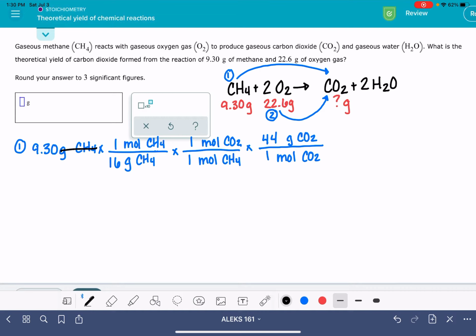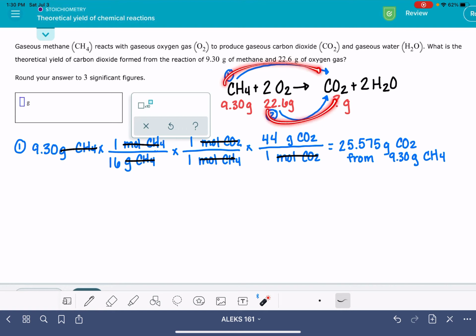Let's make sure that we've set this up correctly and that our units are canceling. And it looks perfect. So we'll go ahead and carry the math out here. 9.3 divided by 16 times 44 is 25.575 grams of CO2. And that would be how much we could make from our 9.3 grams of CH4. Now remember, that's just part 1.